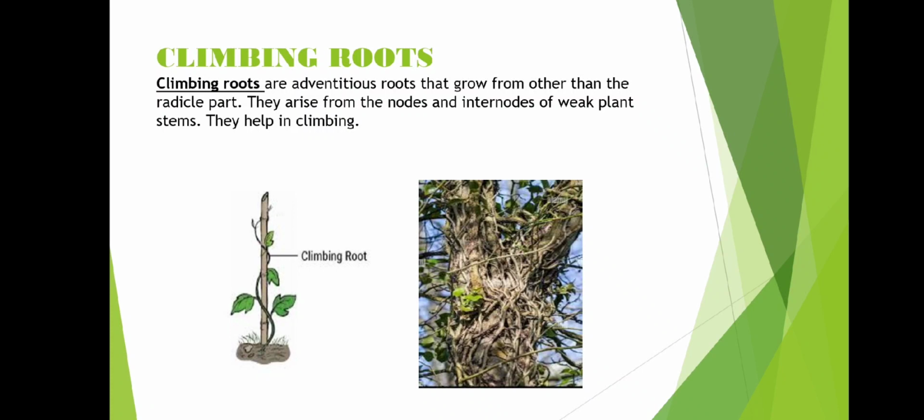Climbing roots. Climbing roots are adventitious roots that grow from other than the radical part. They arise from the nodes and internodes of weak plant stems. They help in climbing. So, for the word climbing, so means umaakyat. So, yung ugat nitong climbing roots is umaakyat papataas ng puno.